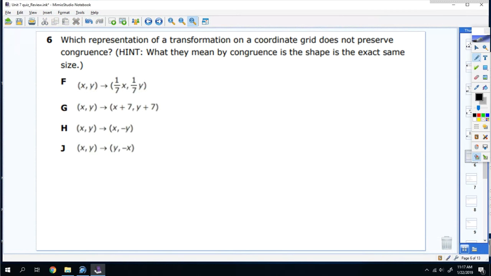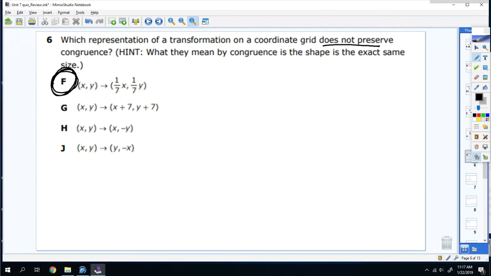All right. Number 6, which representation of a transformation on a coordinate grid does not preserve congruence? Hint, what they mean by congruence is the shape is the exact same size. Okay, it does not want to be the same size. So the only one that changes size is F.